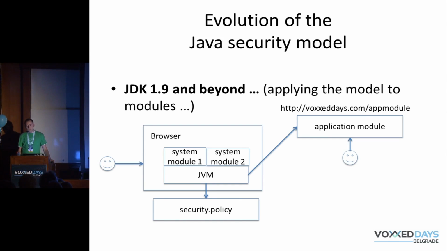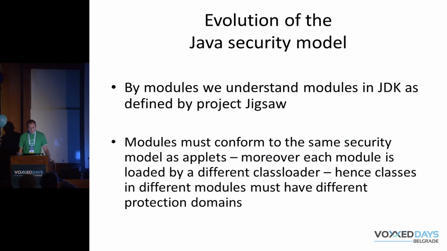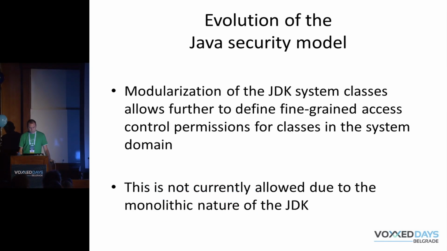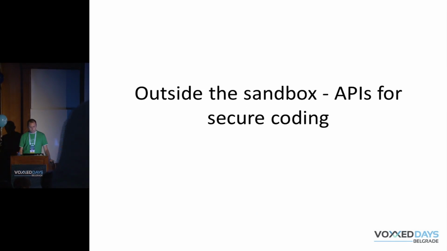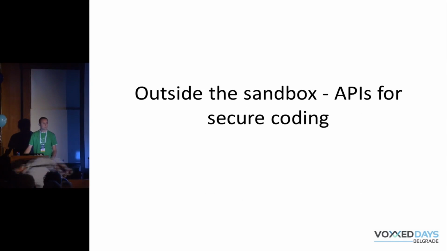So in that sense, the security model in JDK 1.9 must be extended with some information about the location of where a module is being loaded. And of course, permission checking should be extended additionally to modules. But the model, expectedly, should stay the same. Just a few short words about Project Jigsaw. So any questions about the security sandbox model?